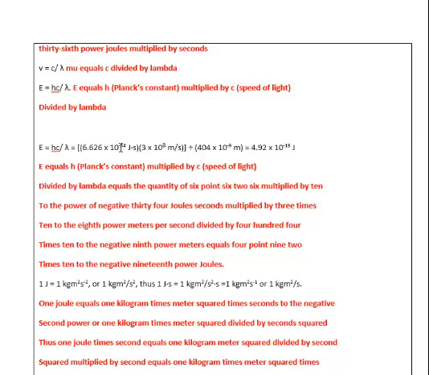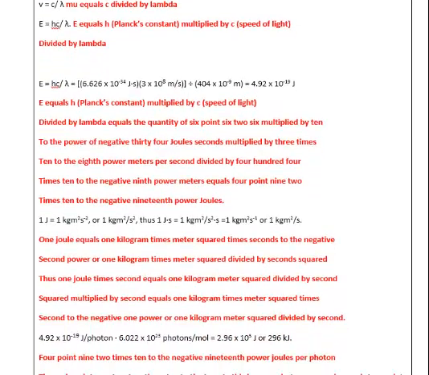6.626 times 10 to the negative 34th, or to the power of negative 34, joules times second, multiplied by 3 times 10 to the 8th meters per second, divided by 404 times 10 to the negative 9th meters, equals 4.92 times 10 to the negative 19th, or 10 to the negative 19th power joules.